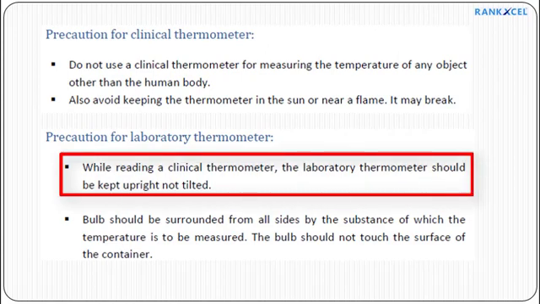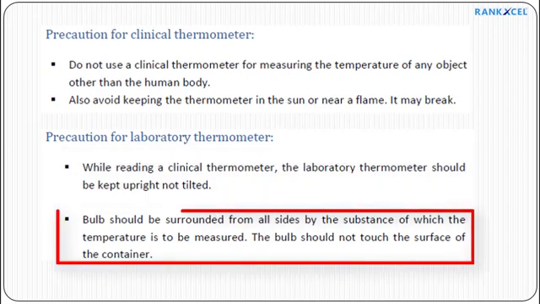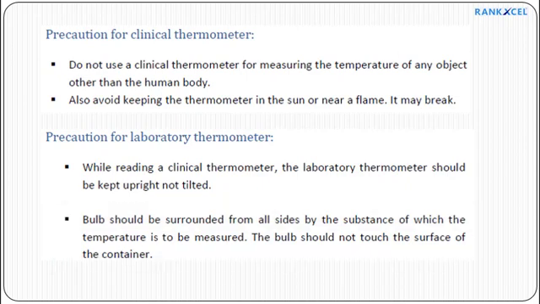Precaution for laboratory thermometer. While reading a laboratory thermometer, it should be kept upright, not tilted. The bulb should be surrounded from all sides by the substance of which the temperature is to be measured. The bulb should not touch the surface of the container.